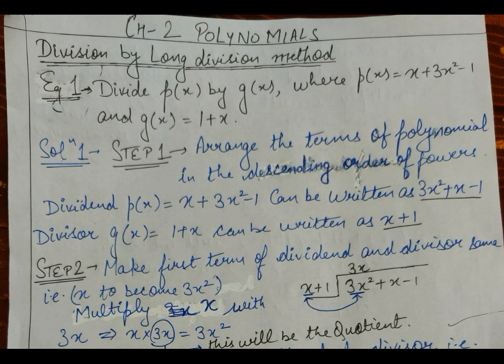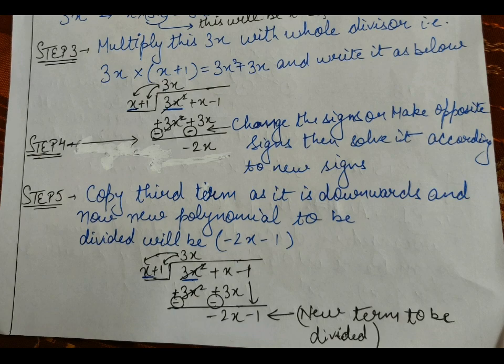Now in step number 2, you have to make the first term of the dividend and divisor the same. Here in the divisor the first term is x and in the dividend the first term is 3x square. So we have to make x into 3x square. For this you can multiply x with 3x, and after multiplying x with 3x, you will get 3x square. So 3x is the quotient of this question.